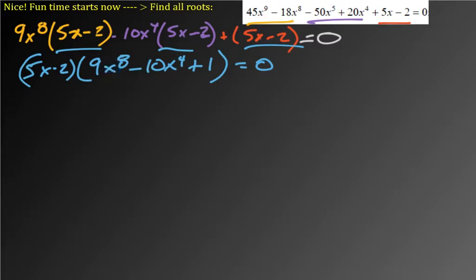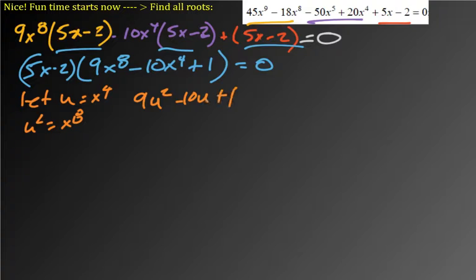And you can see right now I've got 3 terms, and I've got that nice doubling with the exponents happening. So this is a prime u-substitution problem now. So basically let u equal x to the 4th. So then u squared is x to the 8th. So I've basically got 9u squared minus 10u plus 1.